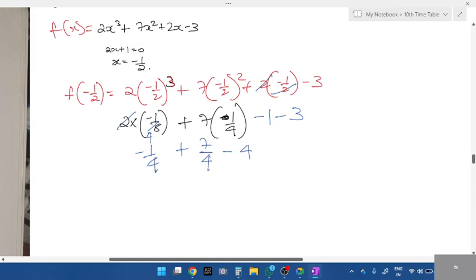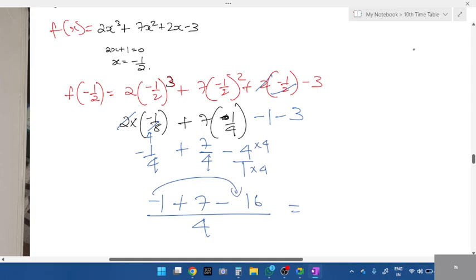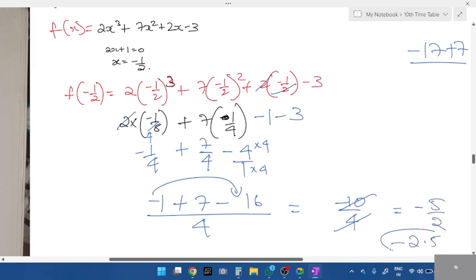Okay, next. Take LCM, students. LCM is 4. What do you get? Minus 1 plus 7 minus 16. Minus and minus 16, what do you get? Minus 17 plus 7. Minus 10 by 4. What's the answer? Minus 5 by 2. Can I write it as minus 2.5?